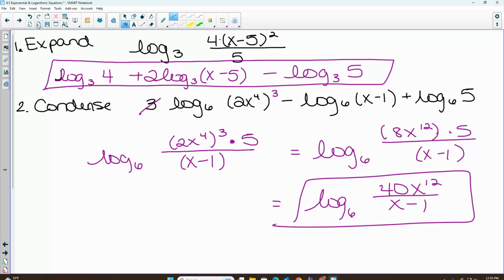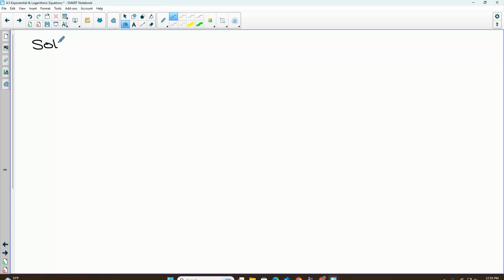If I said, solve each equation. So if I gave you 3 to the 1 minus 2x equals 4 to the x. We always check on these problems to make sure we can't get a common base. If we can, that is faster. But 3 and 4 do not have a common base.